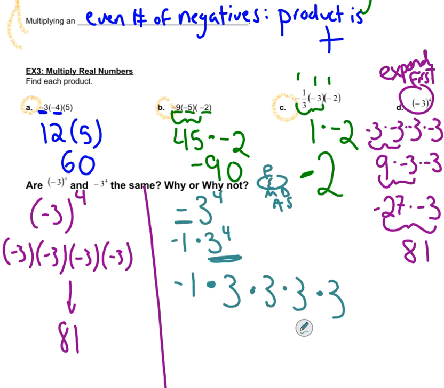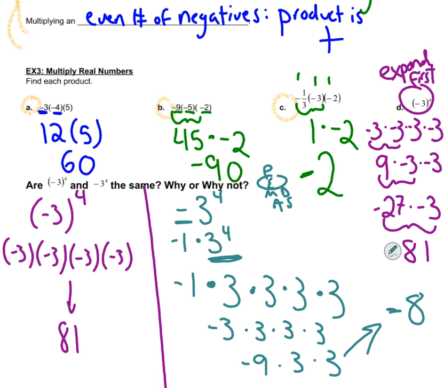Okay. 3 times 3 times 3 times 3. Well, let's do this left to right. Negative 1 times 3 is negative 3, times 3, times 3, times 3. If we keep going, negative 9 times 3 times 3. We're going to keep going, and just to save us some time, we're going to get negative 81, which is different than positive 81.